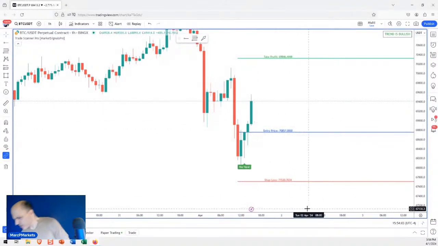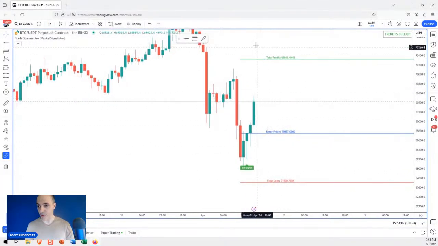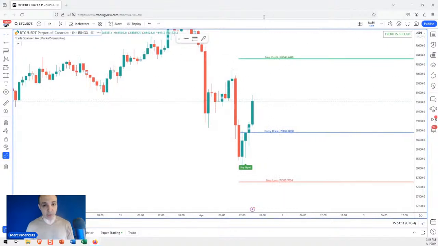Not bad. Where's my trailing stop on that one? I don't see the trailing stop. This thing should be trailing. This thing is nicely favorable. Anyway, do you see how that works?